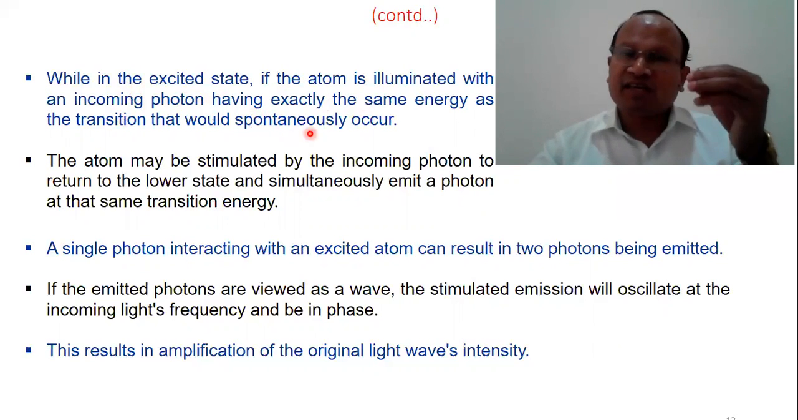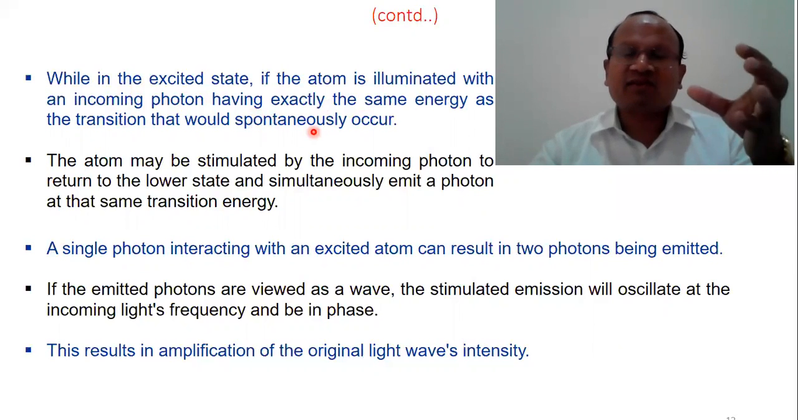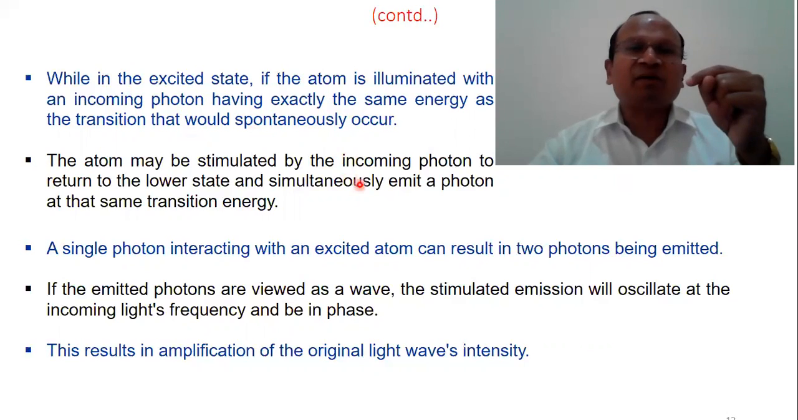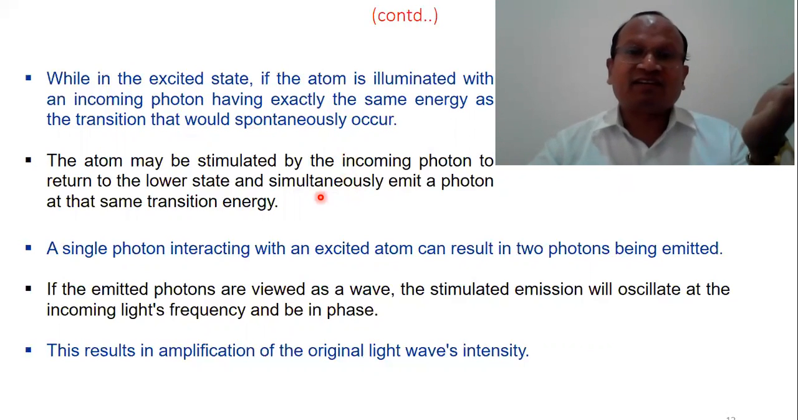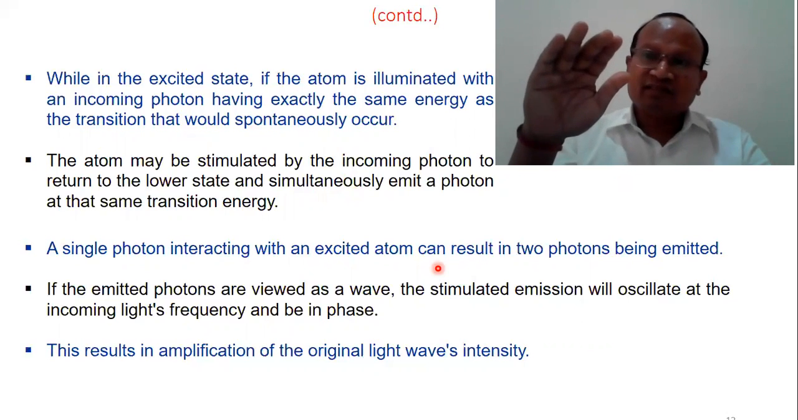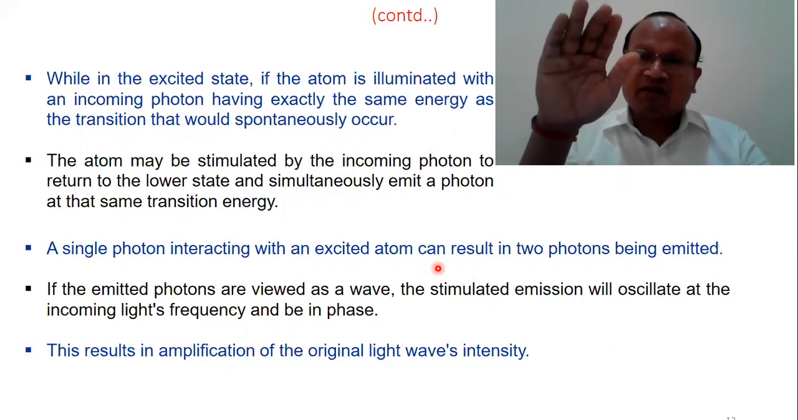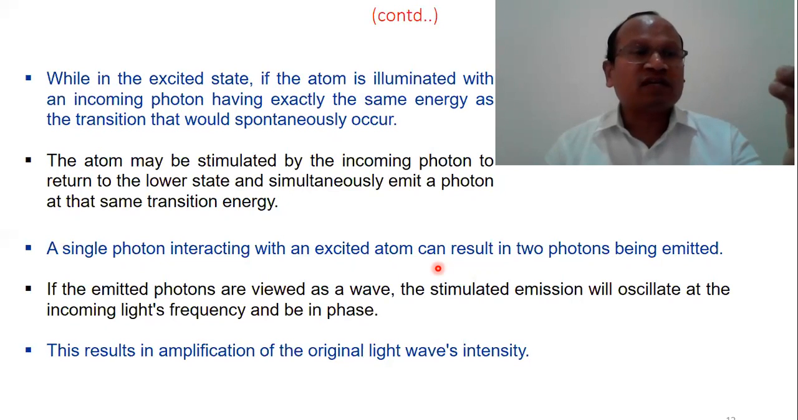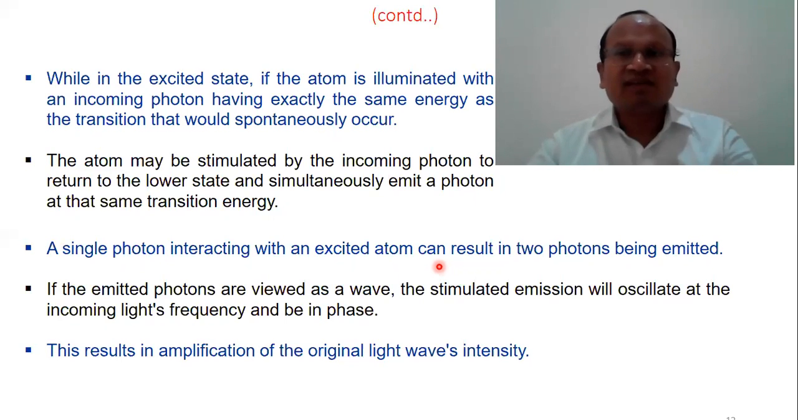And this photon, please remember, has the same energy and same phase as what is there at the high energy level. So this atom may be stimulated by the incoming photon, and then it will return to the low state, and this transition will emit the photons. A single photon interacting with an excited atom can result in two photons. Why? If one electron falls down to the low energy level, one photon is generated and emitted. But there is one more photon from an external source. It is stimulating the electron which is already at the high energy level, so that will also stimulate another photon to be emitted. So there are now two photons emitted rather than a single photon.